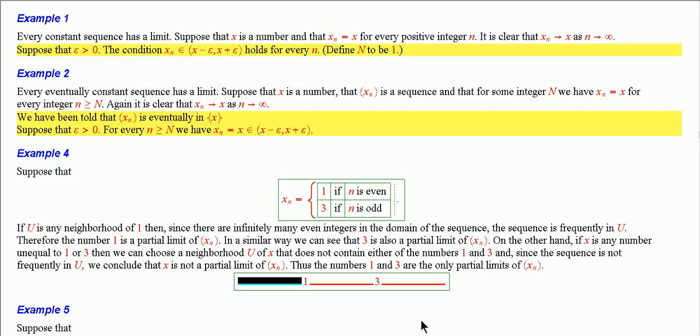Okay, let's suppose your number x is here. This open interval from 1 to 3, isn't that a neighborhood of x? For how many values of n is xn in there?